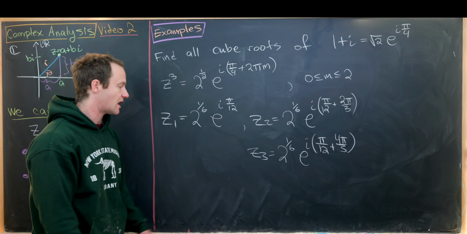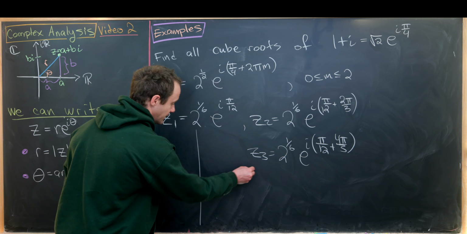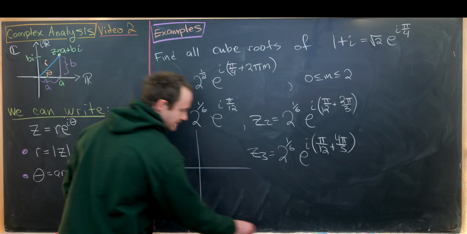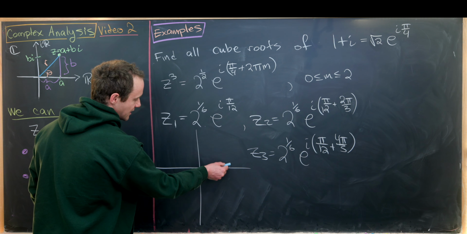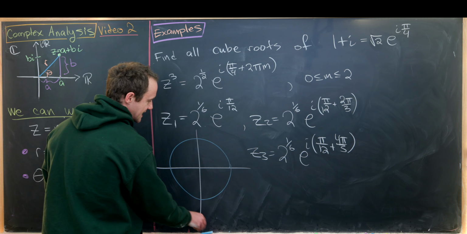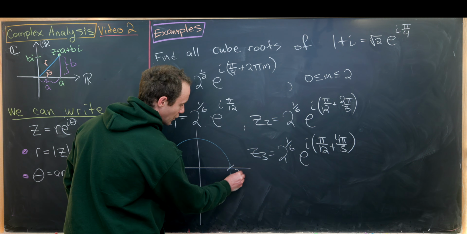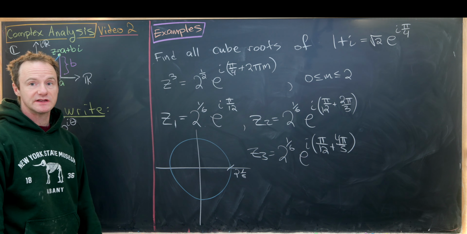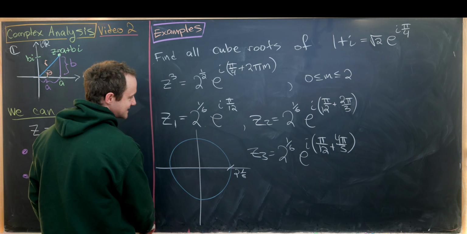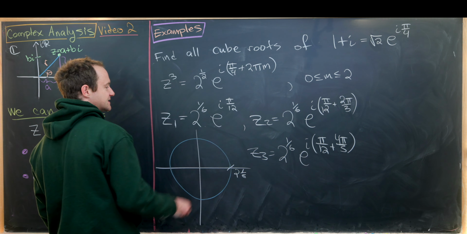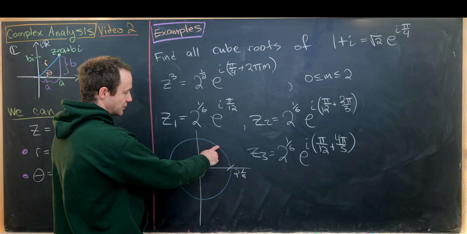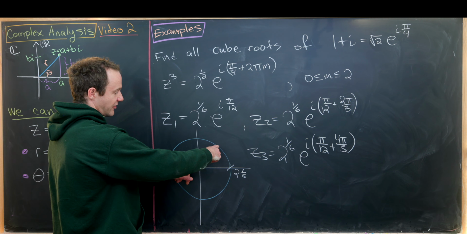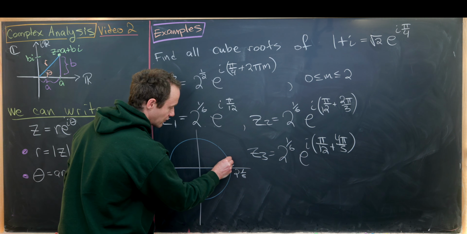And to finish this one off, let's make a plot just like we did before. Let's say we've got the circle here, which has a radius of 2 to the 1 over 6. So that means all of these roots will live on that circle. Let's say z1, notice the argument is pi over 12. So pi over 4 is right here. So it's about a third of pi over 4. So that's going to be right about here.